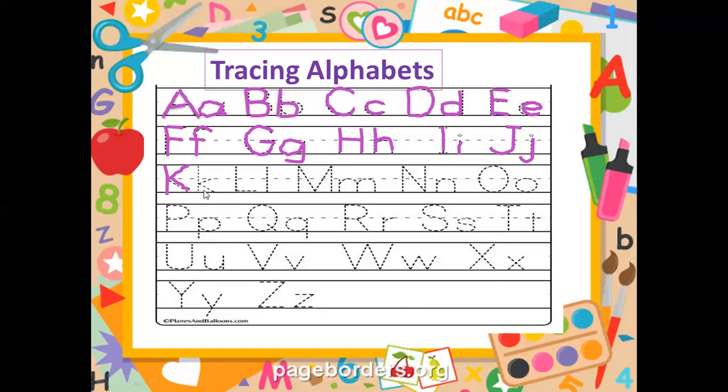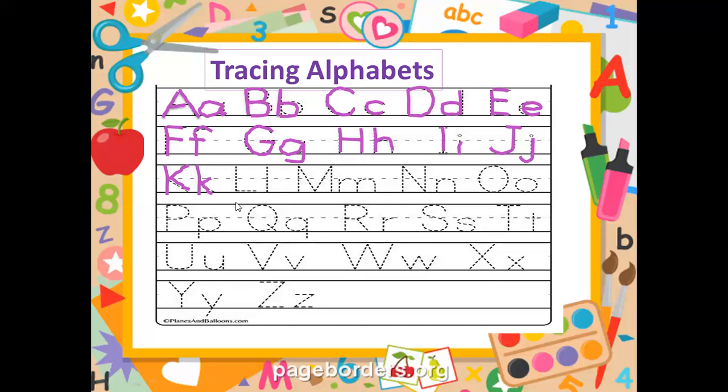Now let's learn the lowercase letter K. A standing line and a slanting line from the middle, and then from the middle to the bottom. Let's try once more. Standing line and then slanting line from the middle and then from the middle to the bottom.